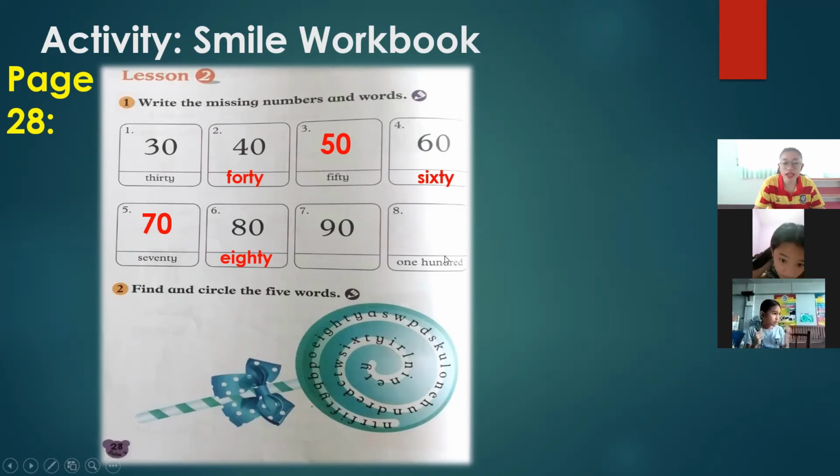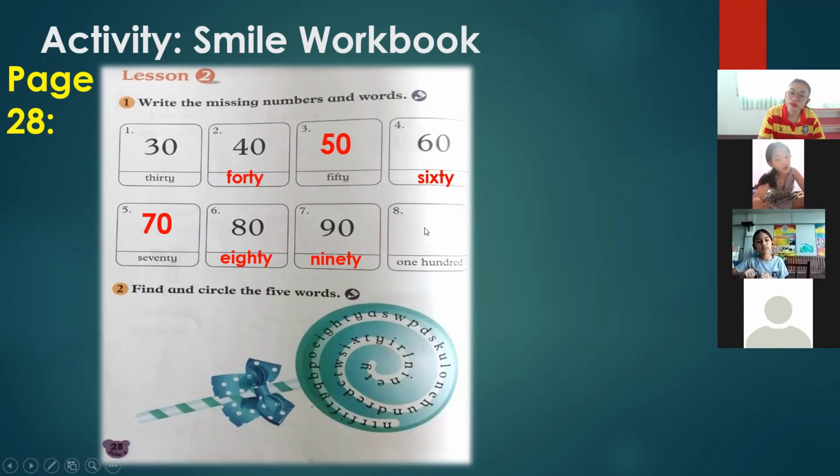Okay, very good, students. Next is number 7. The number is 90. Very good. How do we spell 90? NINETY. Very good. NINETY. Okay. Next, we have 100. How do we write 100 in digits? 1, 0 and 0. Okay, very good. 1 and 0, 0. Okay, very good, students.